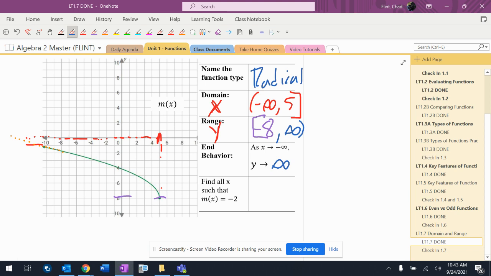The last one says find all x such that m of x equals -2. That means, hey, y is -2. What the heck is x? Well, y is -2 at that point right there, which is (-7, -2). So that means x is -7. And it's never going to have that value again because it just keeps going up and it doesn't ever come back down.